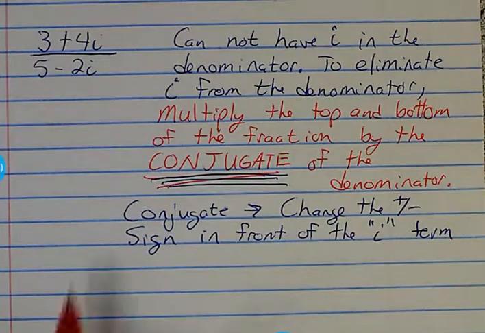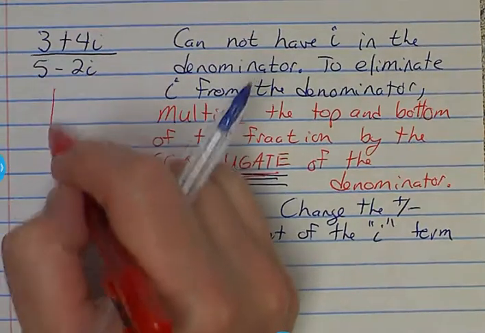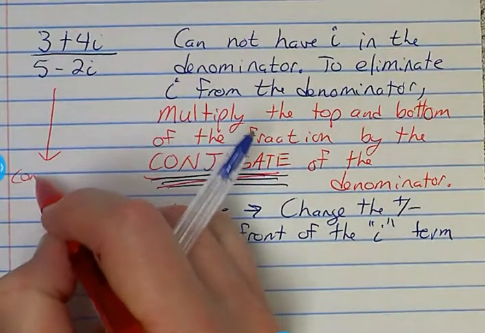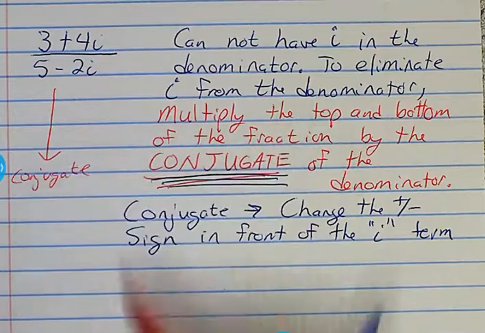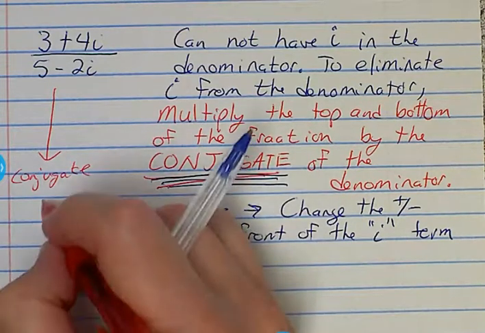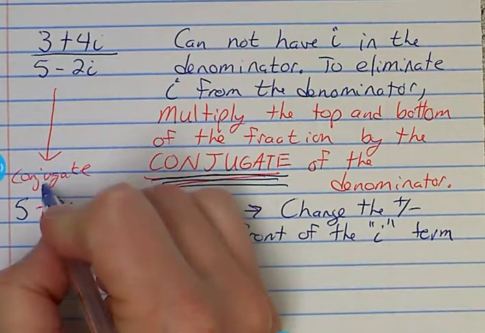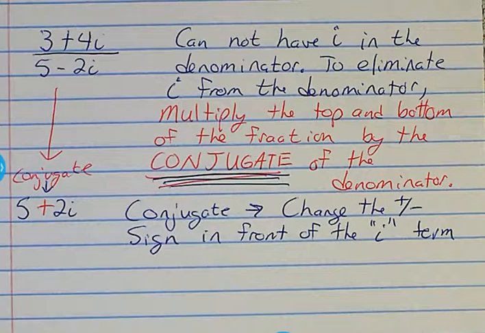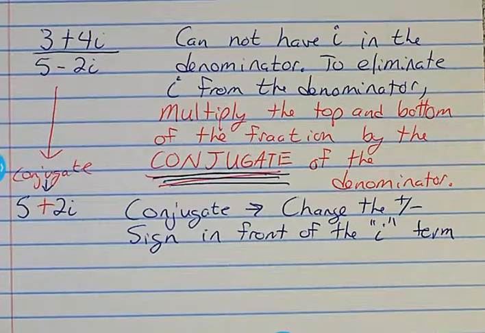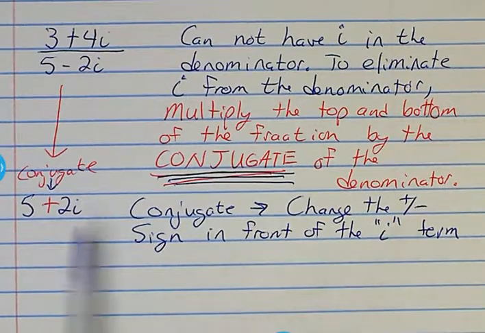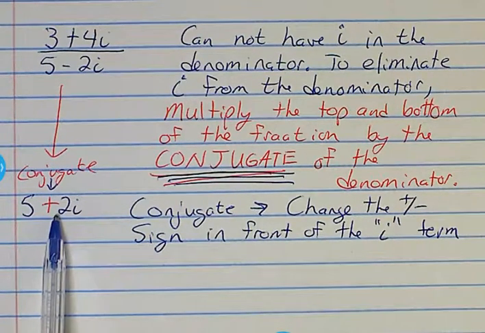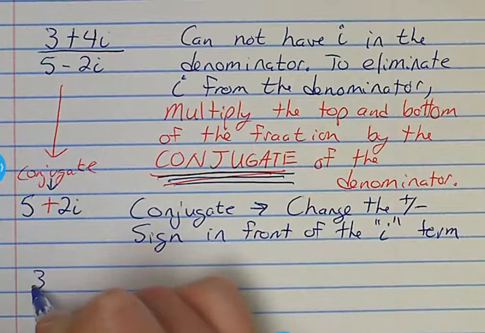So back up here when we've got 5 minus 2i, the conjugate is going to be 5 plus 2i. Okay, so all you have to do is just change that one sign. Some people are like, what if the first number is negative? It doesn't matter. The only sign you change is the sign that's in the middle, which basically is the sign that's in front of the I term. That's the only one that you change for this part. And here's what that's going to do.